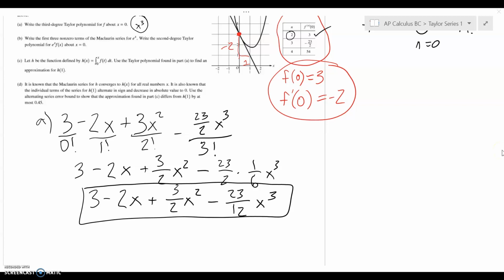Okay, so let's move to part B. Part B is saying write the first 3 terms of the Maclaurin series for e to the x, and then write a second degree Taylor for e to the x times f of x around x equals 0, or a second degree Maclaurin.